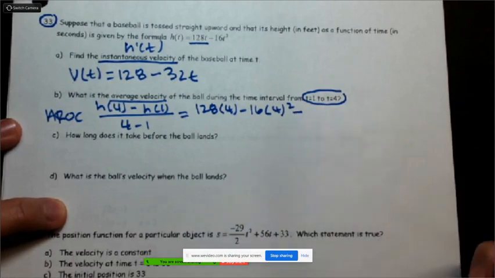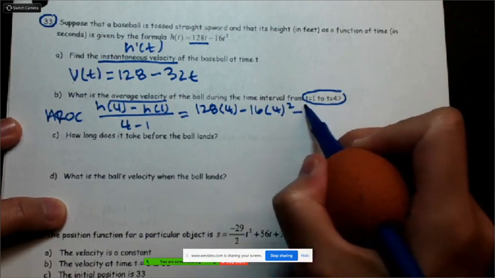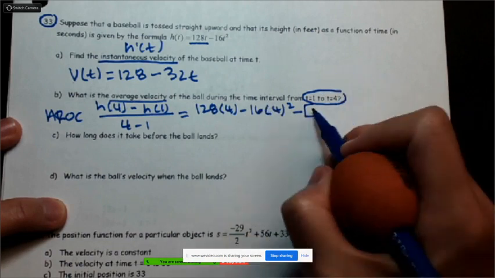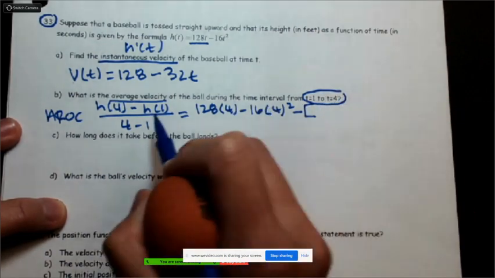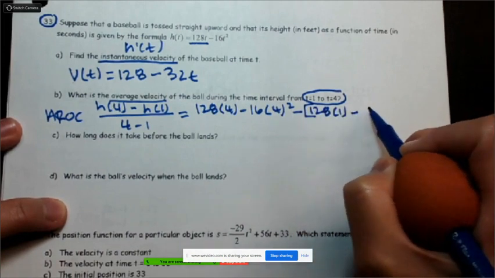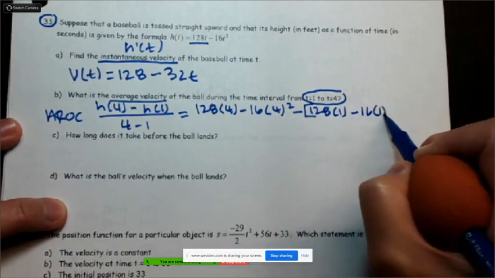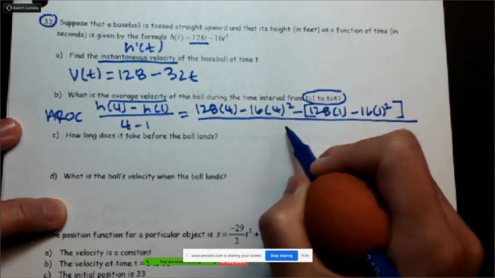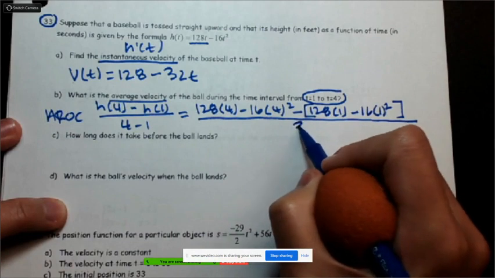minus, now watch the next piece, because when you guys are using the calculator on this, you'll mess up because you forget double parentheses, which I call a bracket. Because when I subtract the whole thing, I think of distribution. So now I'm going to plug in the 1: 128 times 1 minus 16 times 1 squared. Now I'm going to close that bracket. All over 4 minus 1 is 3, so I'm going to be okay with that.